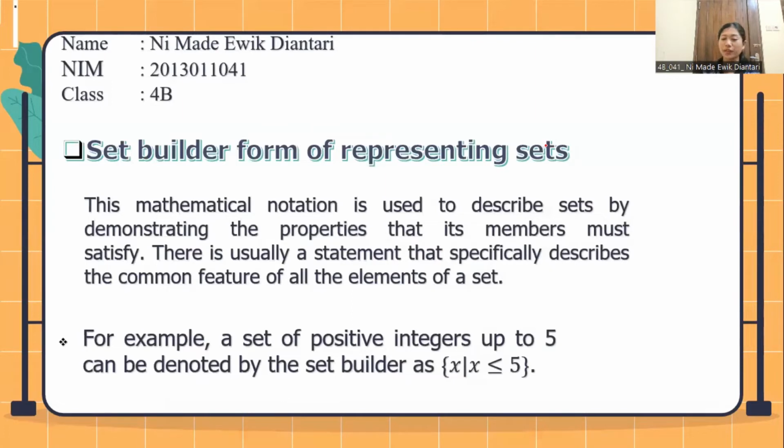Next, set builder form of representing sets. This mathematical notation is used to describe sets by demonstrating the properties that its members must satisfy. There is usually a statement that specifically describes the common feature of all the elements of the set. For example, a set of positive integers up to 5 can be denoted by the set builder like this, which is the set of all x such that x is less than or equal to 5.